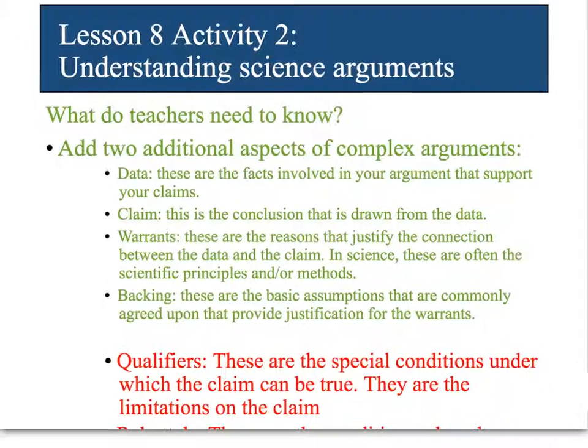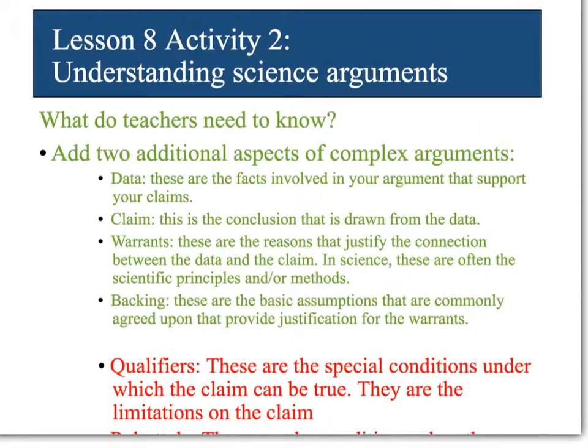Then we're going to add two pieces to this as well. So not just the data, claim, warrants, and backing, but to this we're going to extend their understanding using qualifiers and rebuttals. So the qualifiers are the special conditions under which the claim can be true, and they're like the limitations. And the rebuttals are the counterarguments. So what do some other people think is true? So using both of those makes for a more nuanced, really robust science argument. So we want them to be able to do all of that using this GMO article as practice and then applying it as they read the articles that they'll go out and collect in lesson 9 for their own science poster.